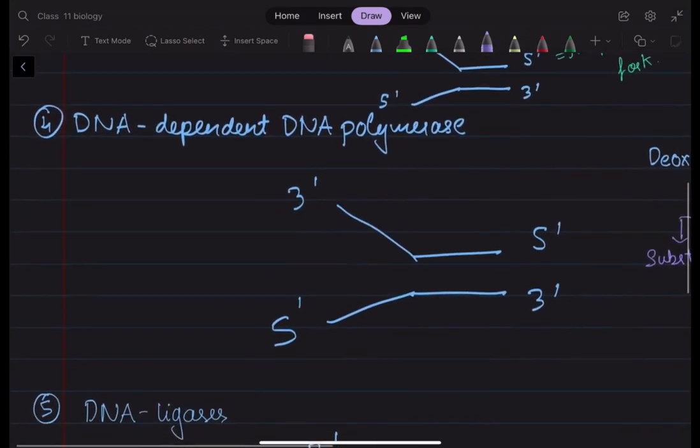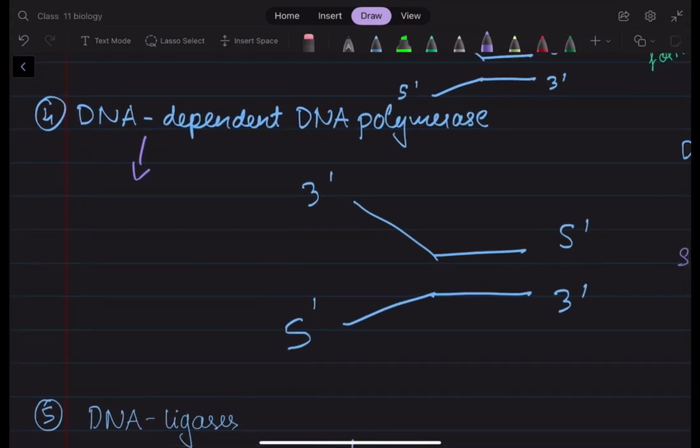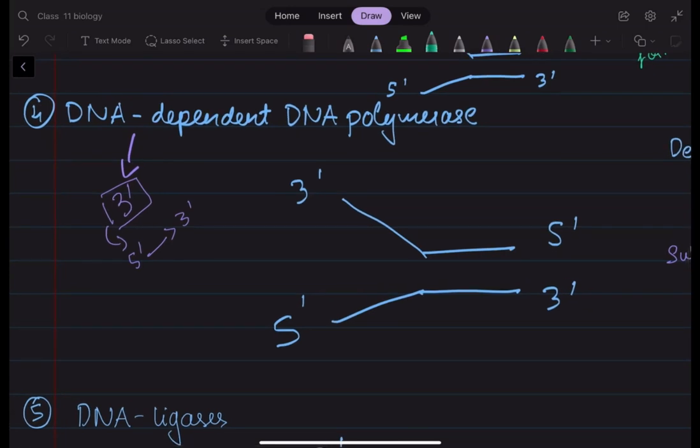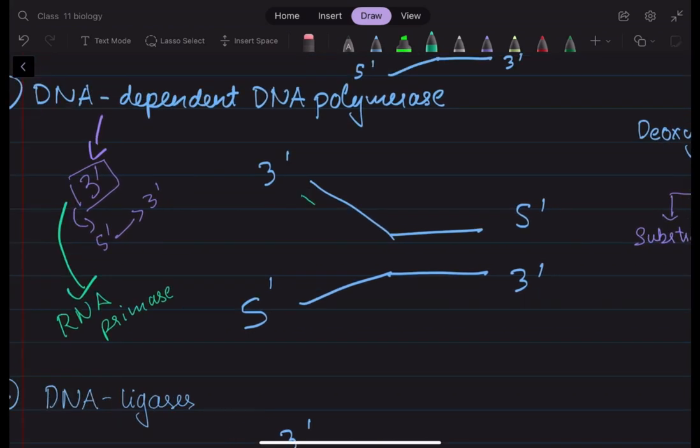So here the DNA-dependent DNA polymerase has a condition. It can only add nucleotides to the 3' end. Because of this, it is only capable of functioning from 5' end to 3' end. So to provide this 3' end, we need another enzyme, that is the RNA primase. This RNA primase sets up primers which provide the 3' end.